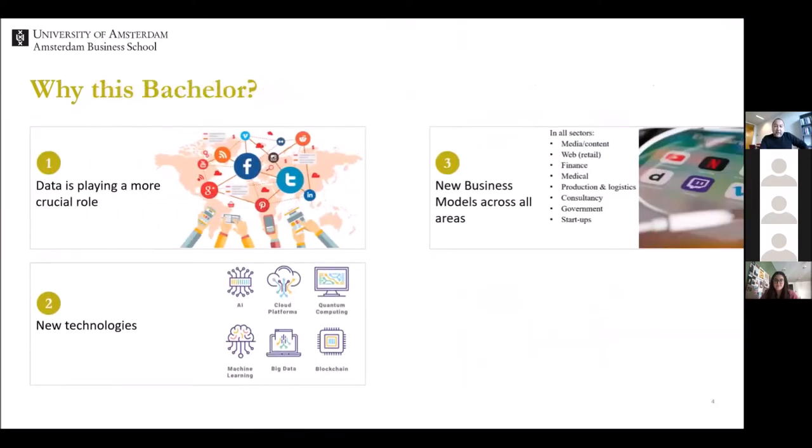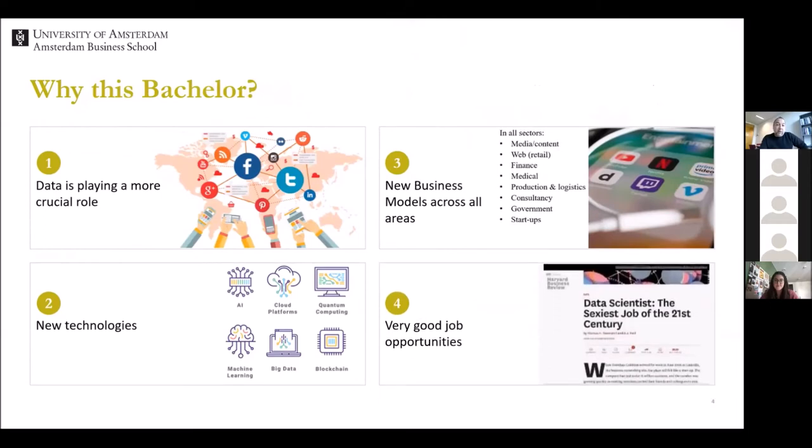Why this bachelor? Again, data is playing a crucial role nowadays, which is, in concrete words, data-driven decision-making. So business decisions, which we can base on data, is very important. So we make concrete decisions, solid decisions, which we can refer to data. Look, this is what the data is telling us, okay? And we do it in different ways. Of course, we do it better if we combine analytics, business, and computer science and programming all together.